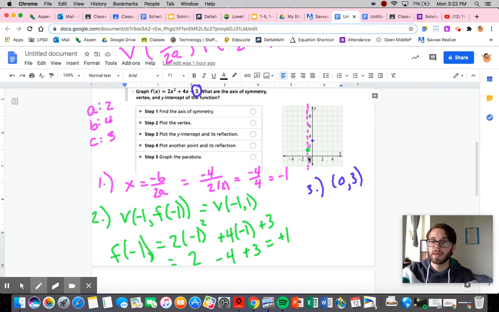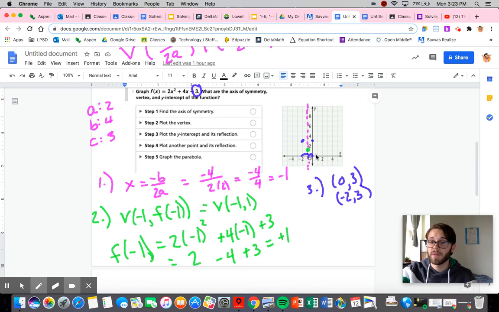So what does that mean? That just means I went to the right one, and if I reflected that over the axis of symmetry here, I would have to go to the left one. When I go to the left one, I'm going to be going up the same amount. So I went over to the right one, up 3, and I'm going to go over to the left one. And we're going to the left one from -1. So -2, 3 is also a point.